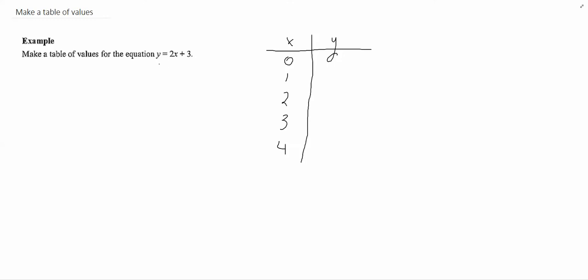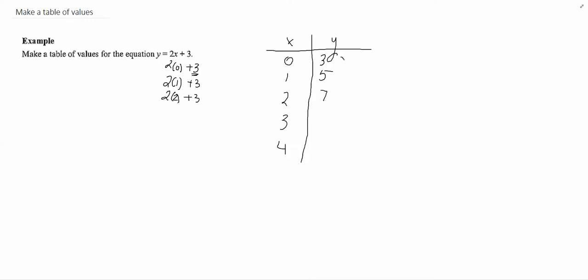And then we go and say, okay, well, if x is 0, what is y? Well, 2 times 0 plus 3, oh, that gives us 3, because 2 times 0 is 0, plus 3 is 3. We do the same thing with the 1. 2 times 1 is 2, plus 3 gives us 5. And again, we just continue to do this. 2 times 2 plus 3, we do the 2 times 2 first. That gives us 4. 4 plus 3 gives us 7.